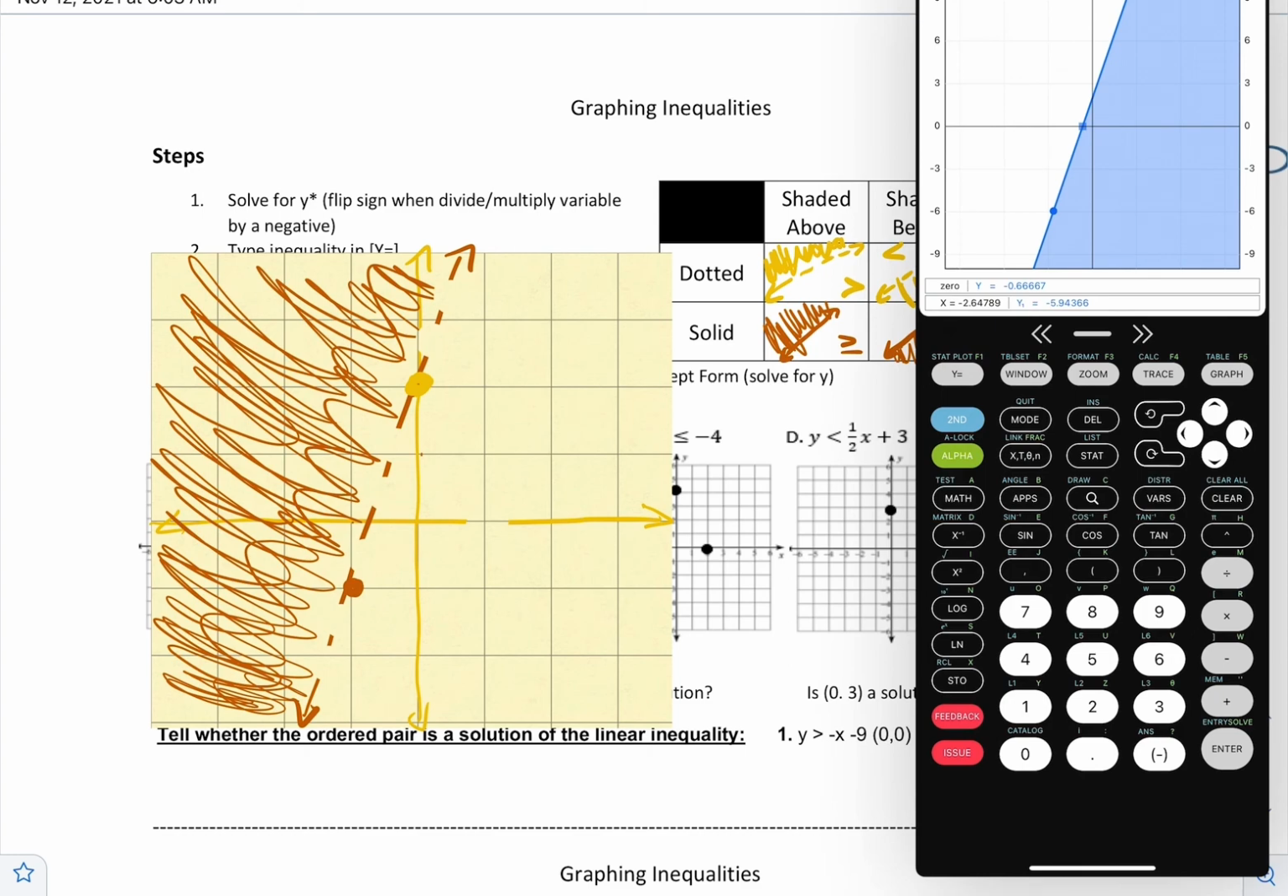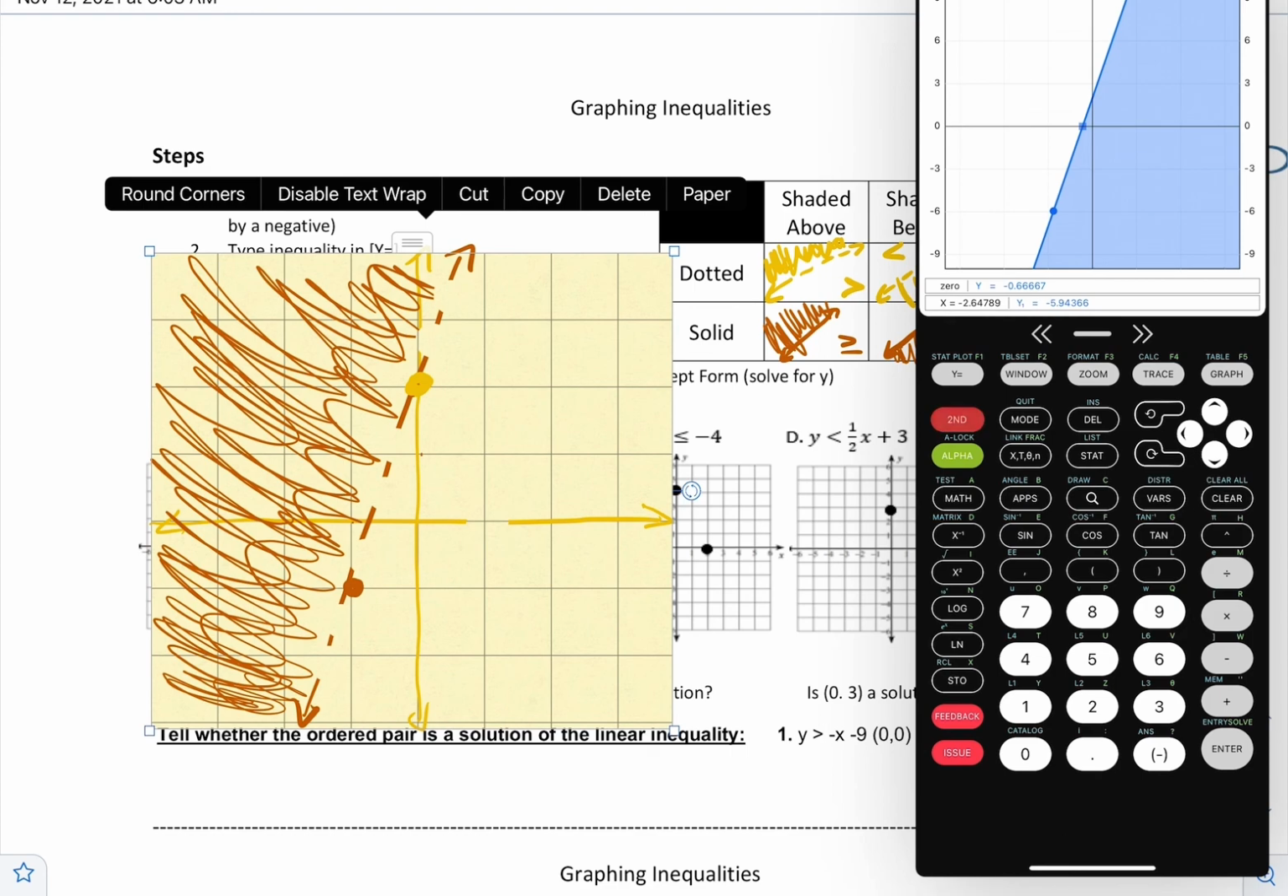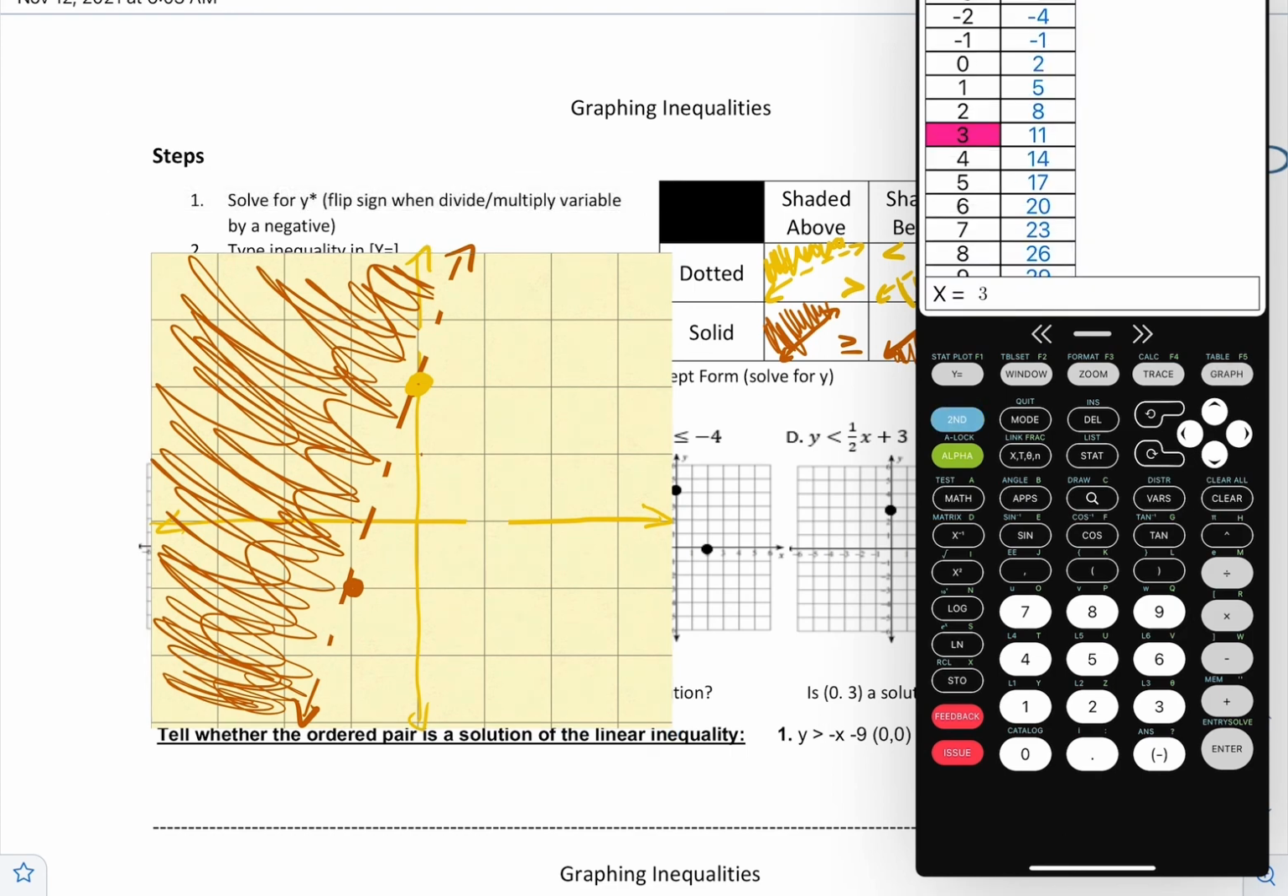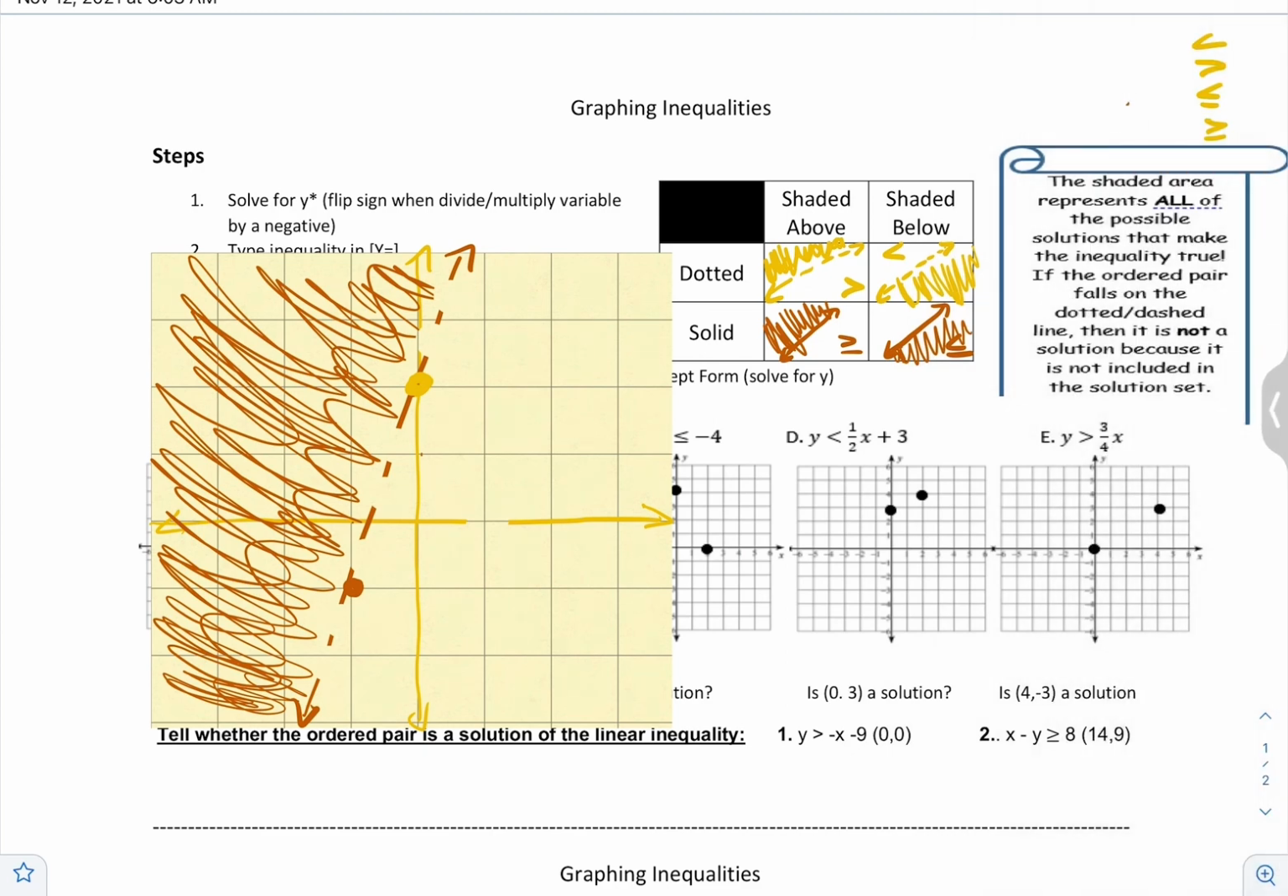So it gives you a replica, but if you need to do it on paper, just go to table, choose 2 points, and then plot your points that way. All right, we're going to do more of these in class. Just needed to run through this real quick. All right.